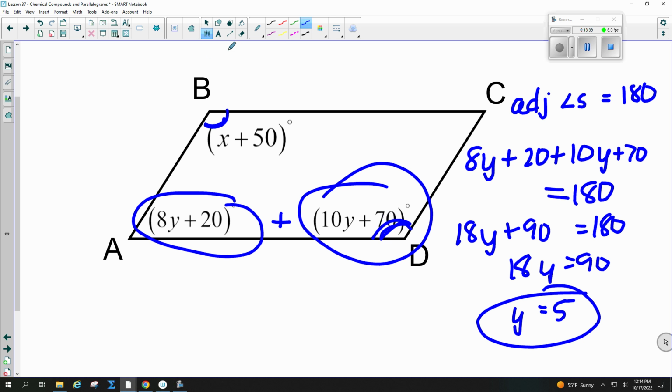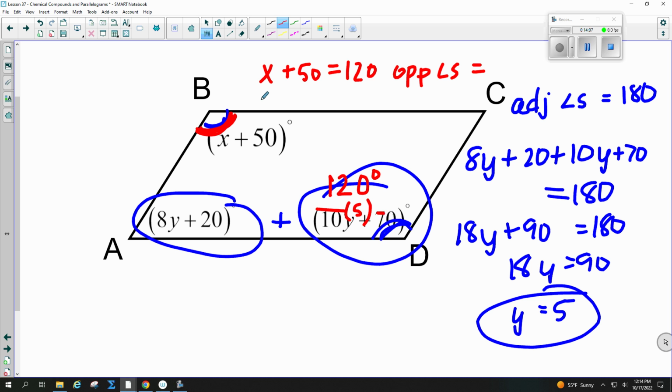Now, if I just go ahead and plug in right here, what is this whole angle now equal to? 120, because 10 times 5 is 50, plus 70 is 120, which means what is this angle equal to? They're equal. Opposite angles are equal. So now I can say x plus 50 is equal to 120 because opposite angles are equal, and subtract 50 from both sides, so x is equal to 70. Okay?